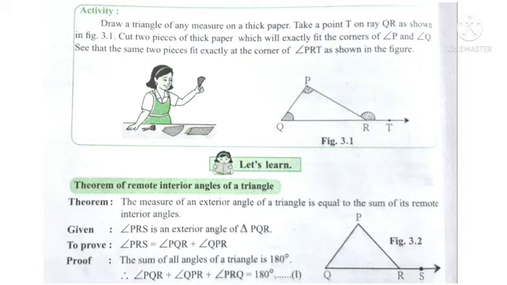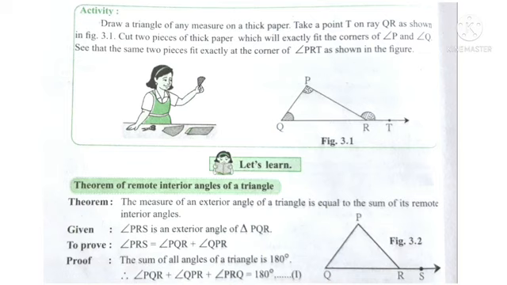So one theorem statement you remember, the theorem of remote interior angles of a triangle. The measure of an exterior angle of a triangle is equal to the sum of its remote interior angles. See what is the statement. See in the figure, angle PRS is the exterior angle of triangle PQR. So the measure of exterior angle PRS is equal to the sum of its remote interior angles.